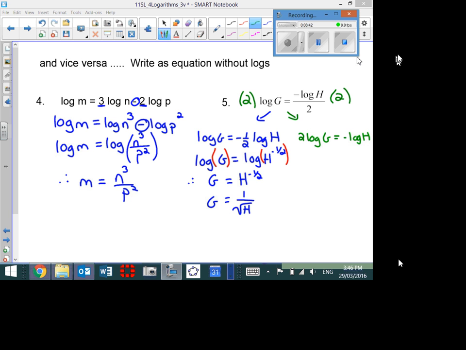If that's the case, then I can use my power rule and say log of g squared is equal to log of h to the negative first power. So now my logs match. So again, I'm just comparing my arguments. And if that's the case, then I can say therefore g squared is equal to h to the negative first power, or g squared is equal to 1 over h.